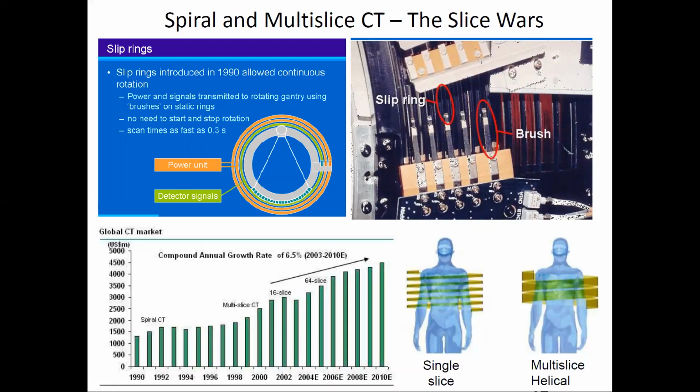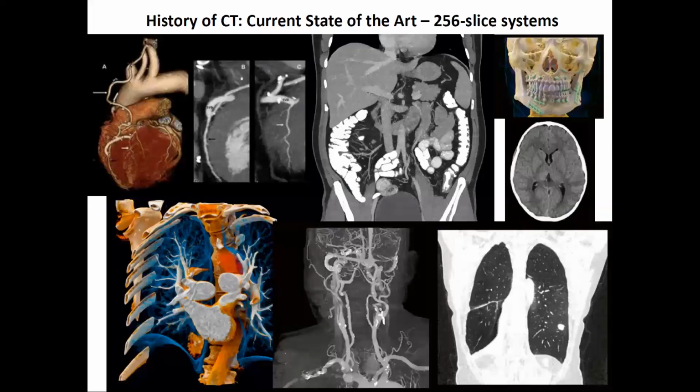The spiral and multi-slice CTs occurred in the 1990s, and you went from having single slices, which were a cross-section of a patient, to having volume imaging. And the things that allowed that were a combination of slip rings and lots of detectors doing what they call multi-slice. So basically those two things combined to introduce volume imaging at this kind of resolution and made CT the mainstay it is of diagnostic medicine.